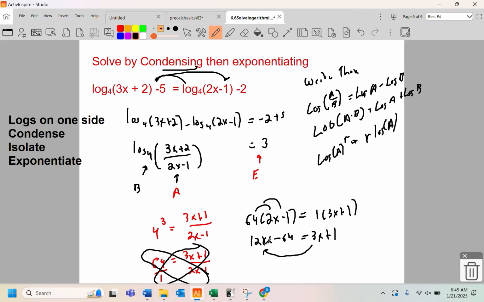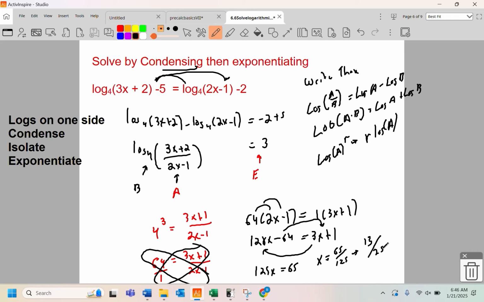We're going to get our x's on one side and our numbers on the other. That'll be 125x equal to 65, and then we'll divide by 125. So x is 65 125ths, which reduces down to 13 over 25. Because both pieces are divisible by 5, so 13 25ths.